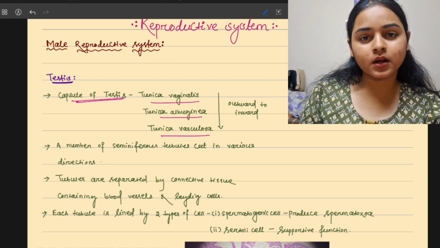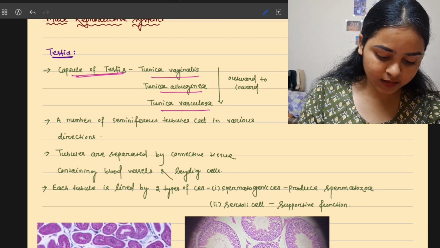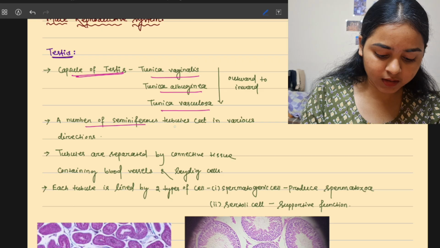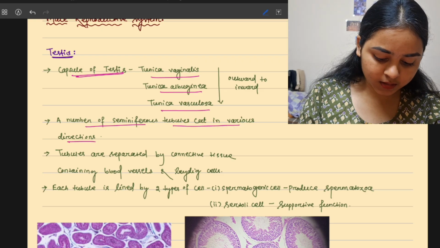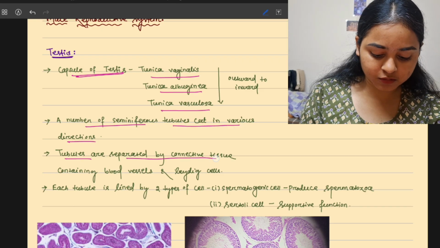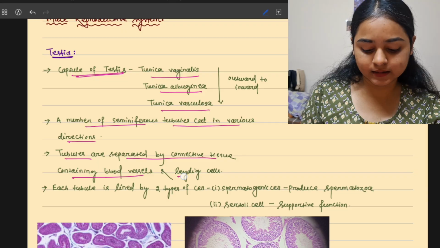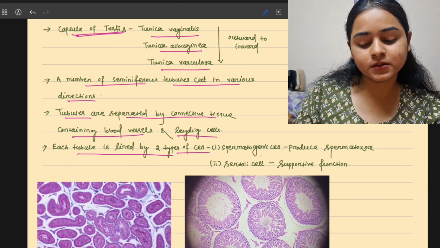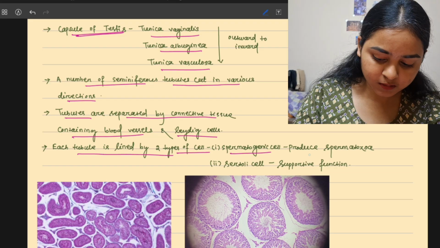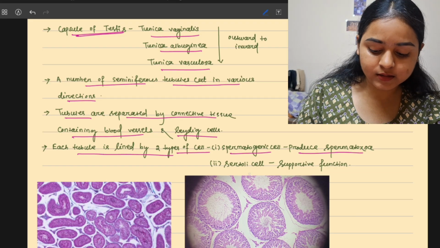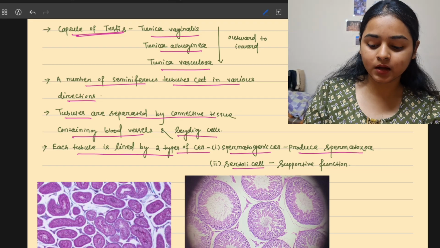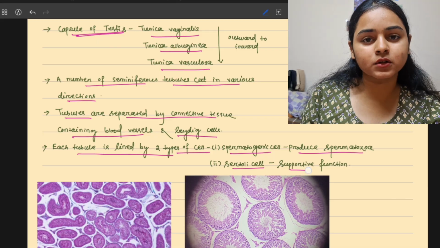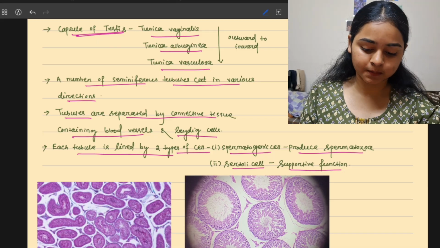And what do you see in the cut section of testis? A number of seminiferous tubules cut in various directions. The tubules are separated by connective tissue containing blood vessels and Leydig cells, and each tubule is lined by 2 types of cells. One is the spermatogenic cell that produces the spermatozoa, and second is the Sertoli cell that provides the supportive function or the nutrition to the developing spermatozoa.